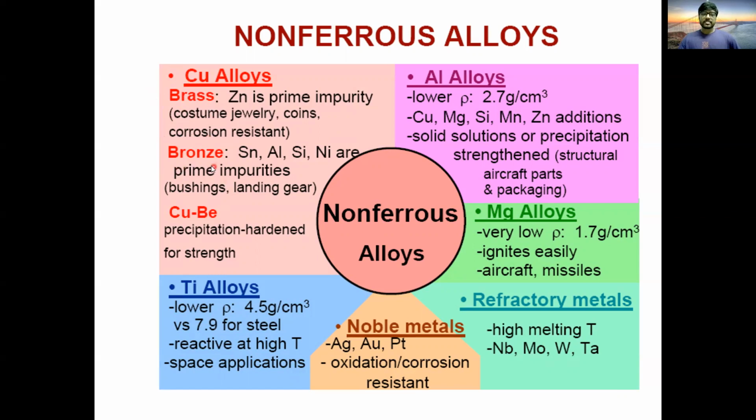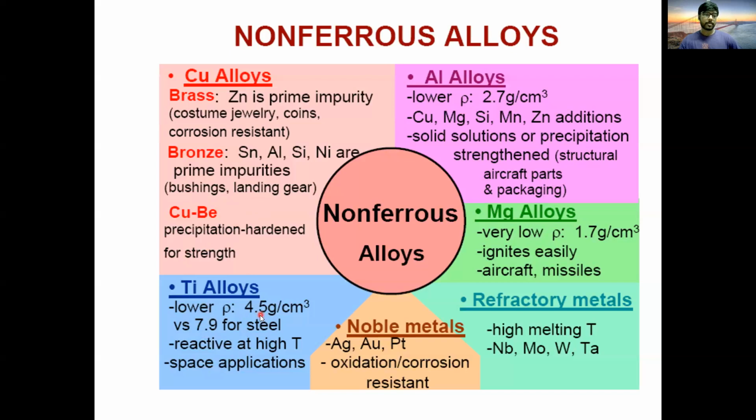Bronze contains some tin, Sn, aluminium, silicon, and nickel. These are the primary impurities of bronze. Bronze can be used as landing gear and bushing. In mechanical devices, a bushing is a very important part. We can use bronze as bushing elements as it can reduce weight, so that the machine can run very smoothly without vibration. And copper beryllium is also used.